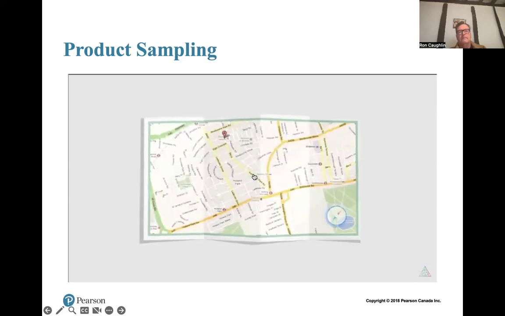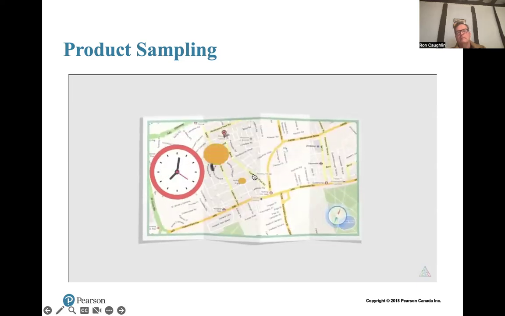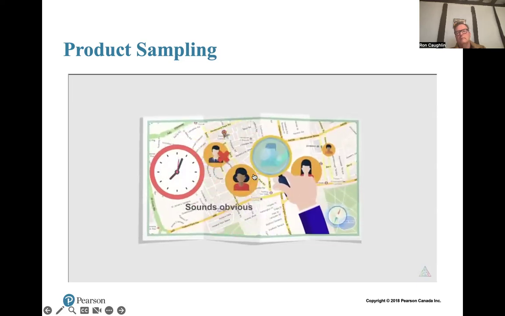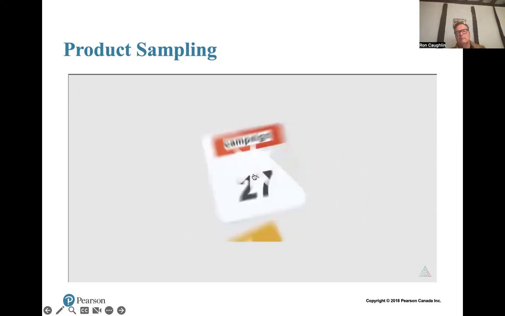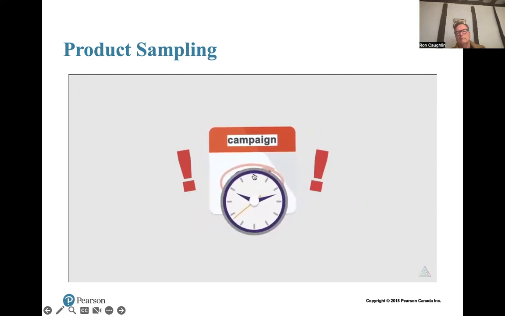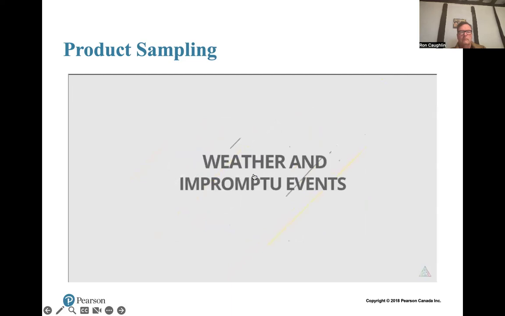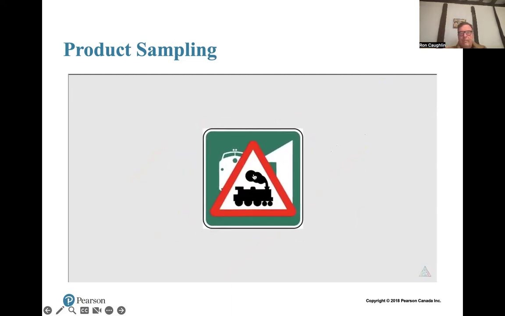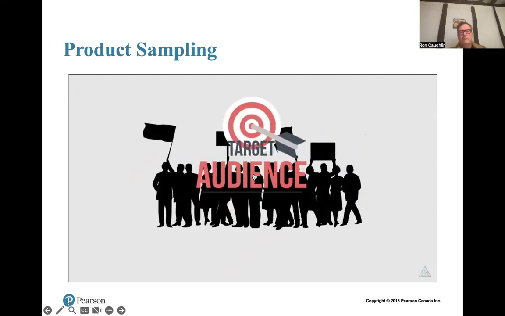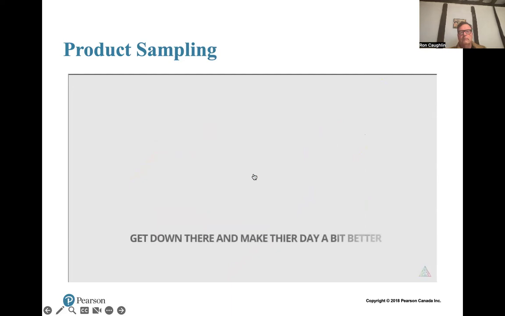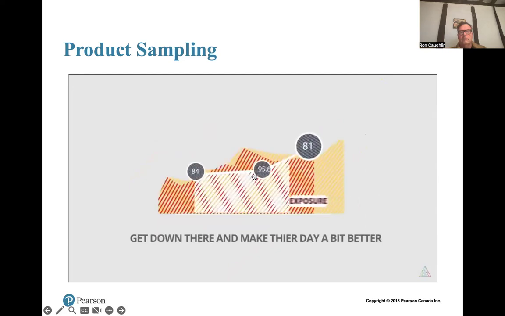Making sure you're sampling in the right locations at the right times to the right people sounds obvious, but it requires thoughtful planning. Your schedule can dramatically affect the outcome of your campaign, so put the time into ensuring you get it right. Consider how you can be reactive to things such as weather and impromptu events. For example, if there's a train strike and you think your target audience could be in their masses waiting in the summer sun for the next train, get down there and make their day a bit better and gain some positive exposure in the process.